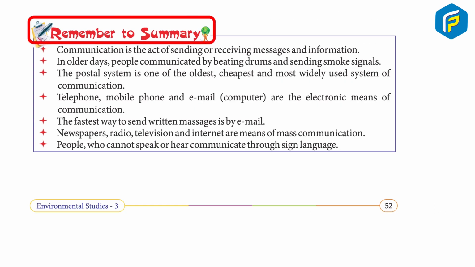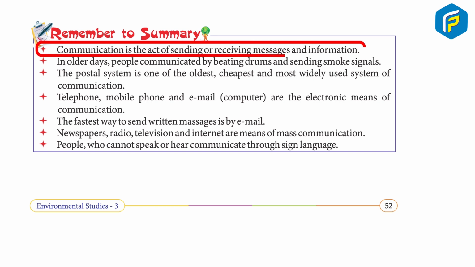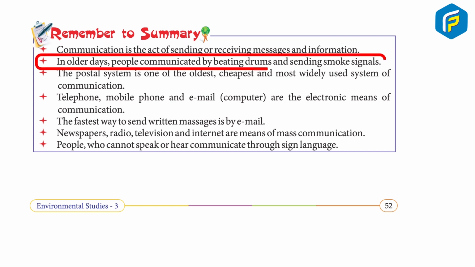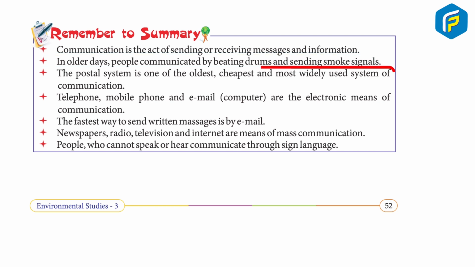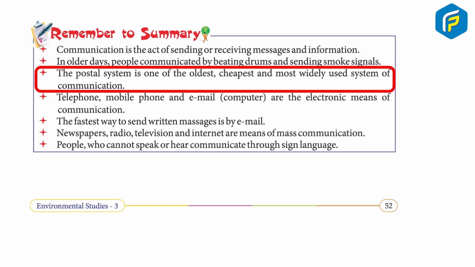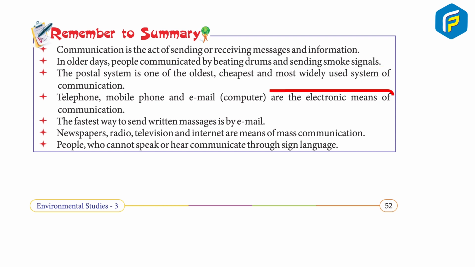Remember to summary. Communication is the act of sending or receiving messages and information. In older days, people communicated by beating drums and sending smoke signals. The postal system is one of the oldest, cheapest and most widely used systems of communication.